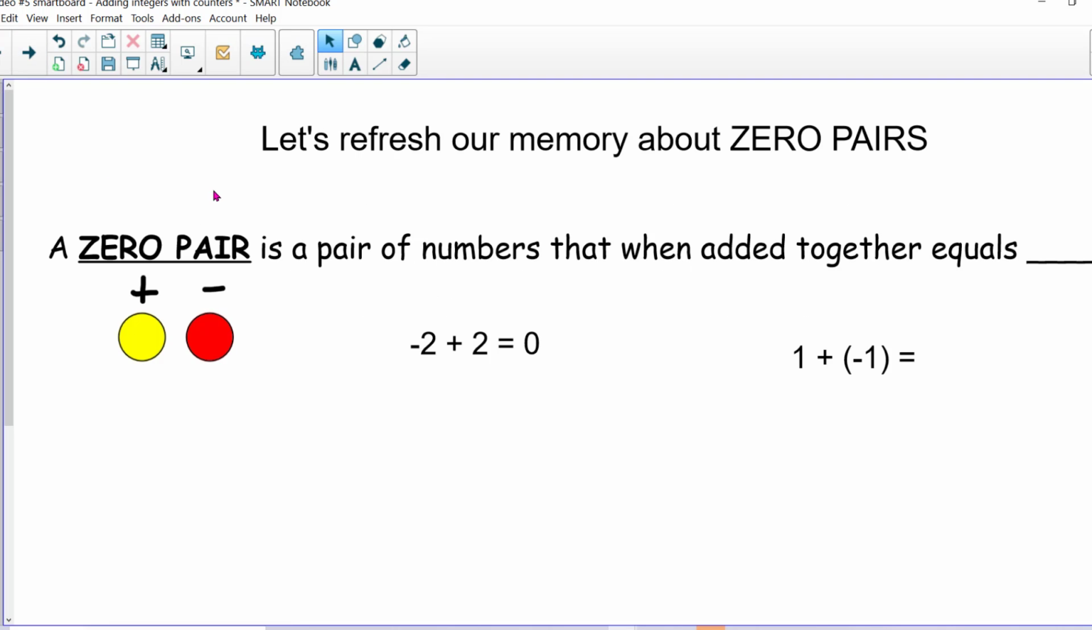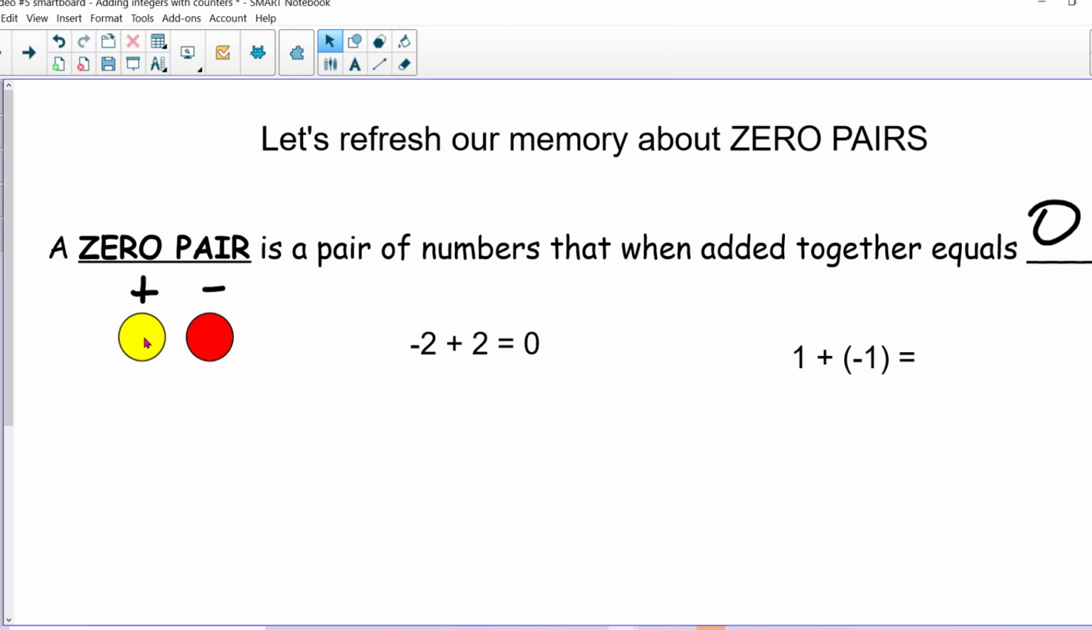All right, now before we move on to when we're adding numbers that have 2 different signs, let's just refresh your memory about zero pairs. A zero pair, as you remember, is a pair of numbers, or opposites, right? That when you add them together, it equals what? Of course, 0. So as an example, here are opposites, -2 plus +2. And of course, as we know, that equals 0. When you add opposites, it equals 0.